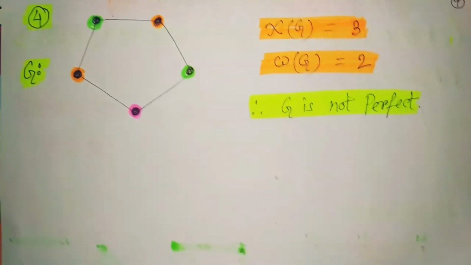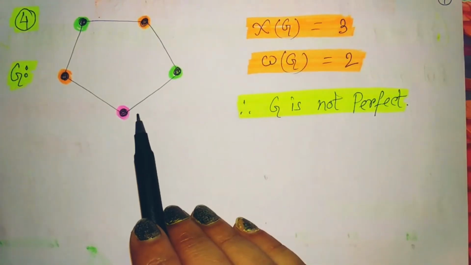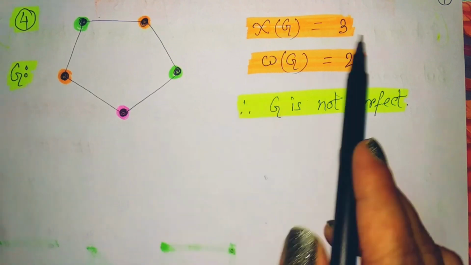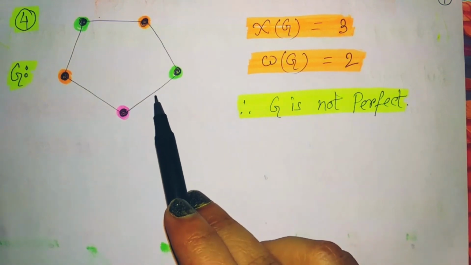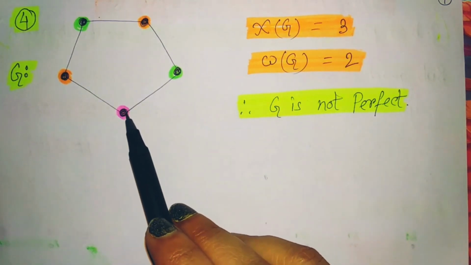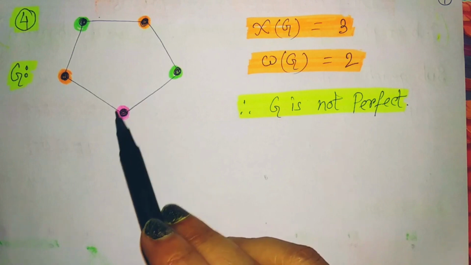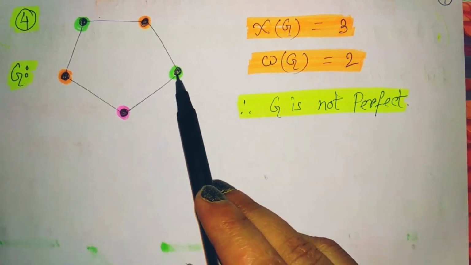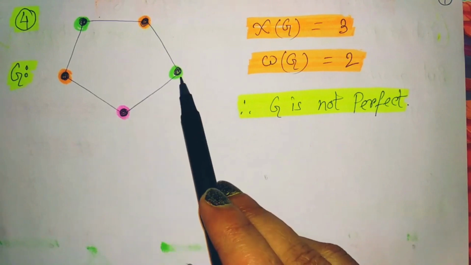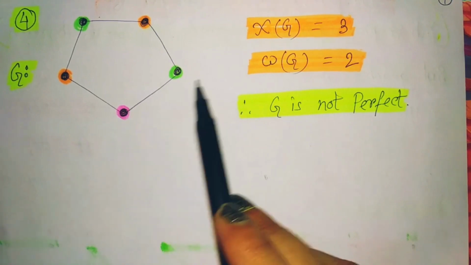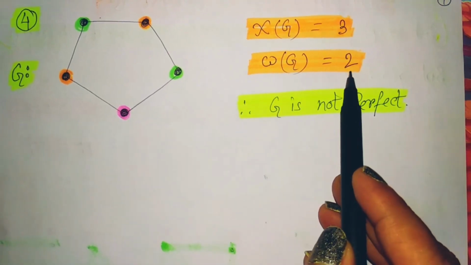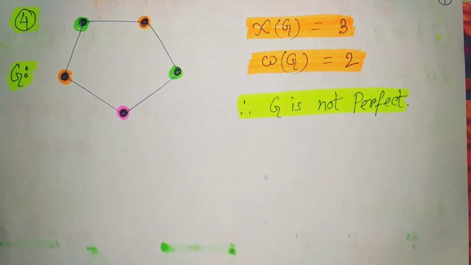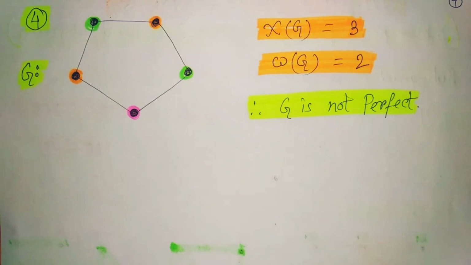Now one more example is here. This one is a cycle with an odd number of vertices. A cycle with an odd number of vertices, we know, requires 3 colors always. So this is the chromatic number for this graph. Now for the clique number, the maximum complete subgraph for the given graph, we can consider any 2 vertices joined by an edge, any two consecutive vertices. So the maximum clique contains 2 vertices anywhere, so the clique number is 2. Here the chromatic number is 3 and the clique number is 2. So G is not a perfect graph. So this is all about the perfect graph.